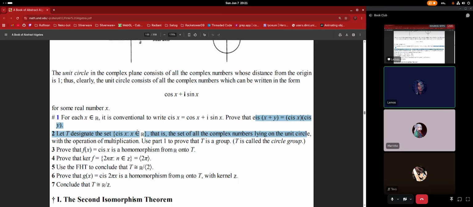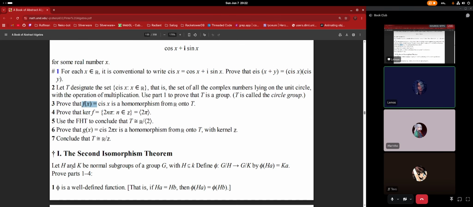We've seen this before. And then after we do that, we're going to use this to prove that cis is a group. Then if you say that f of x is cis of x, then we're going to go to homomorphism. Then we say that the kernel is 2 pi, which, if you know sine and cosine, that's going to make sense. And then we finally go using the theorem to talk about the isomorphism. And then we say that cis 2 pi x is a homomorphism from G to T, whose kernel is the integers. And then we talk about another isomorphism.